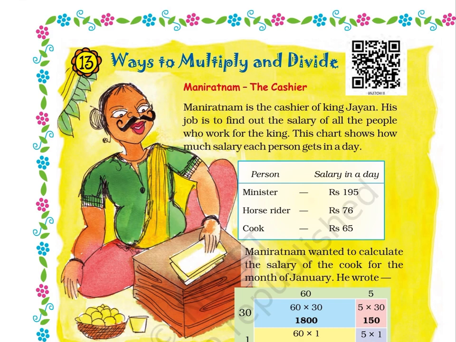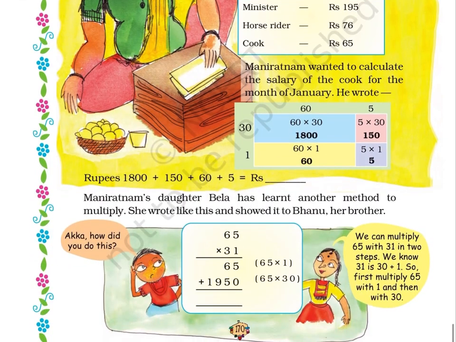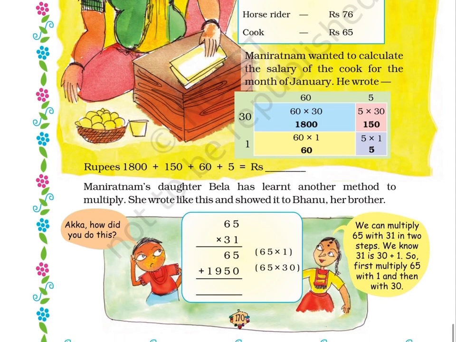Mani Ratnam wanted to calculate the salary of the cook for the month of January. He wrote, rupees 1800 plus 150 plus 60 plus 5 is equal to rupees dash. We see a picture of Mani Ratnam, the cashier, on the page, and he is looking busy doing his work. We also see another table of calculations. Observe it carefully to understand how things work.